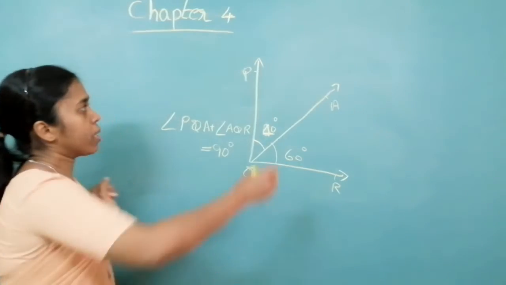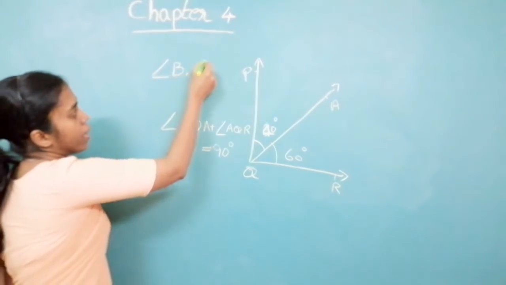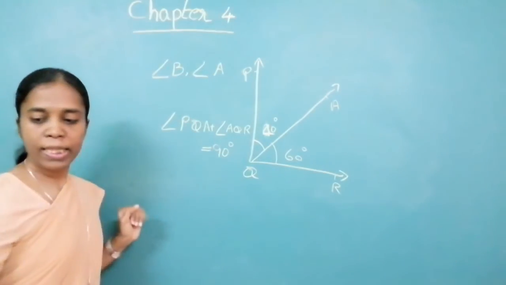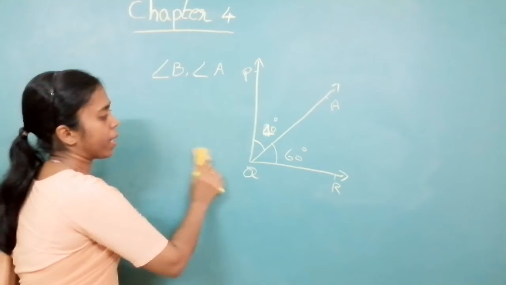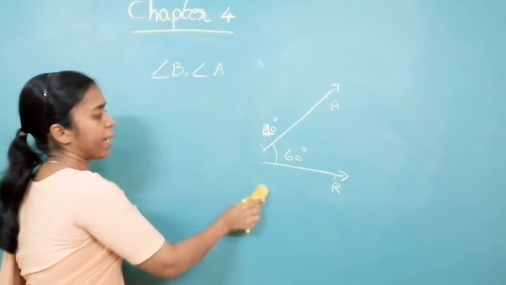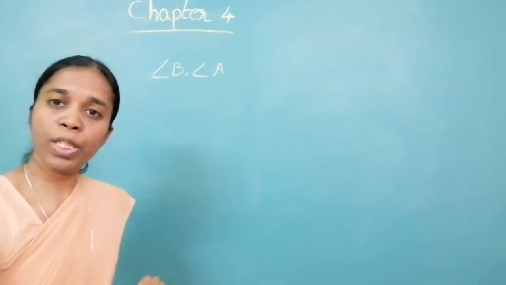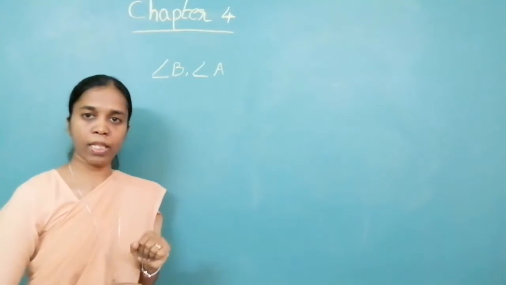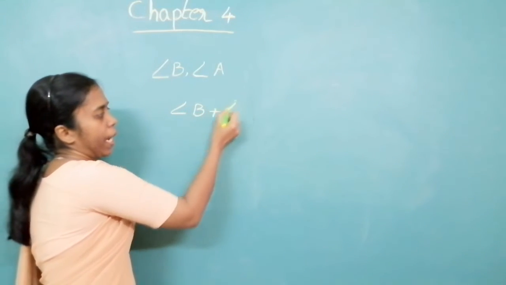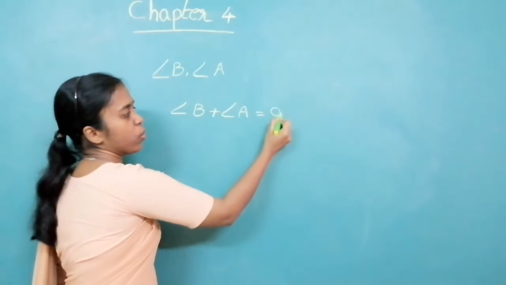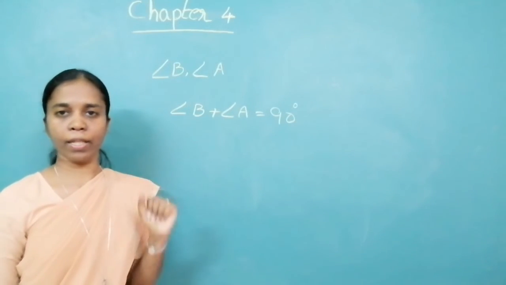Suppose you are told two angles, angle B and angle A. Both these angles are complementary angles. Angle B and angle A are complementary angles. What can you conclude from that? If you are told these two angles are complementary angles, you know that angle B plus angle A is equal to 90 degree. Because you are told they are complementary angles.